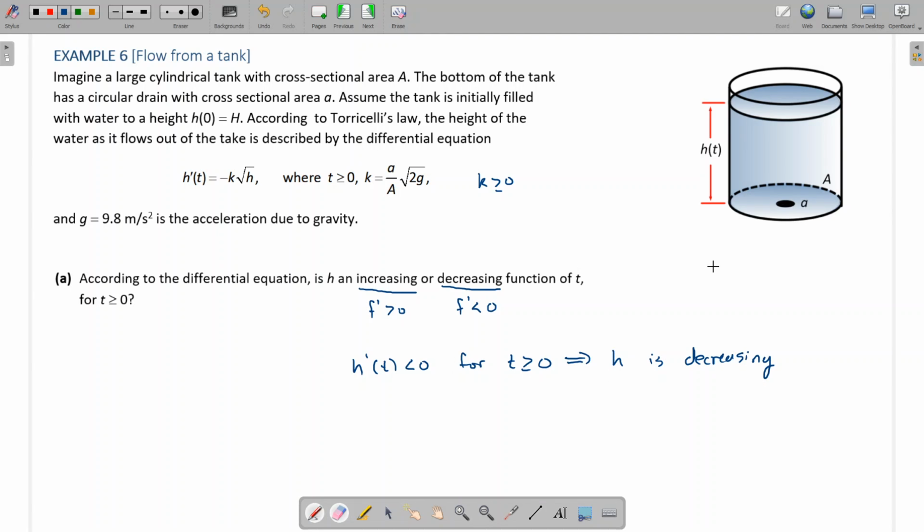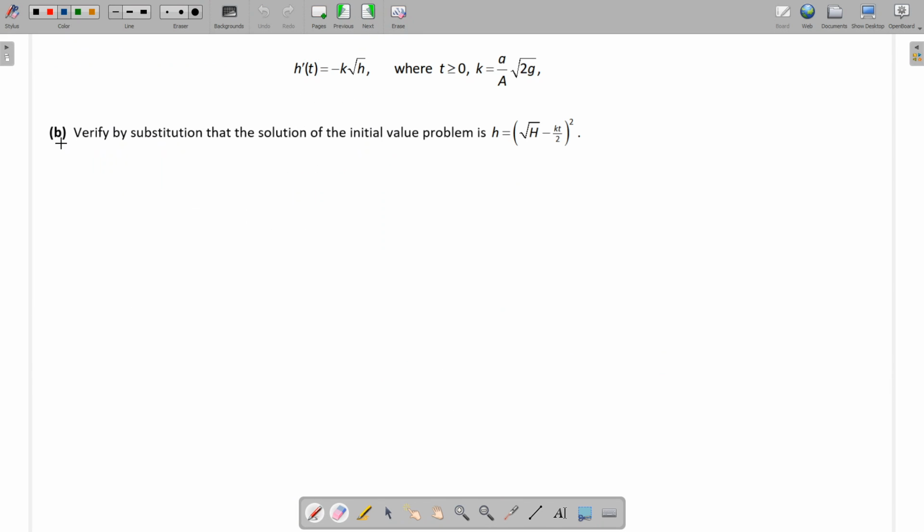That should be pretty obvious. I mean, we've got a hole here, the water is draining out, so the height should be going down. So h should be a decreasing function. Okay, step B says to verify that this function is actually a solution to that differential equation.